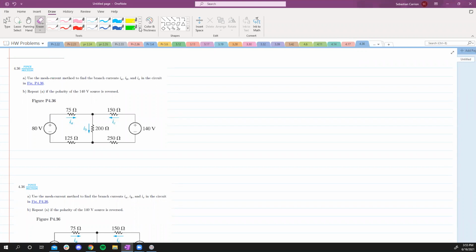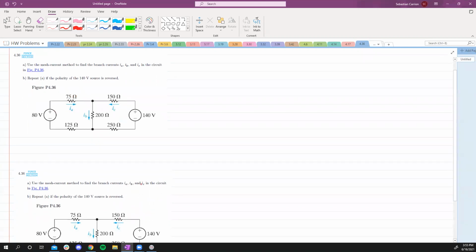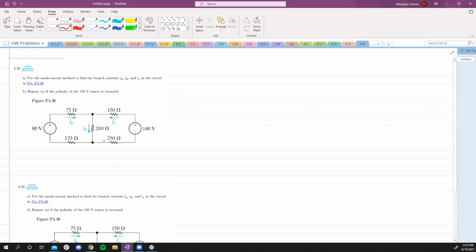So problem 4.36. I'm going to solve this using the universal method. We want to find IA, IB, IC, and then for our second part, we reverse the polarity of the 140 volt source. So let me label each component or node.